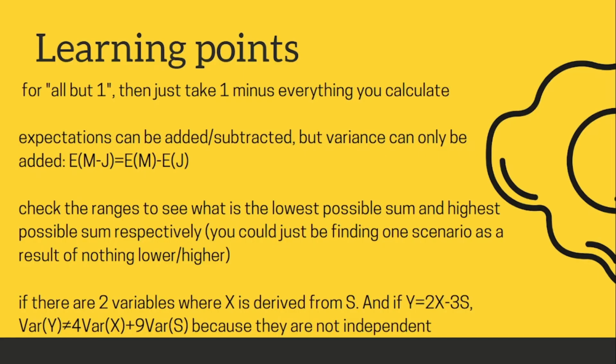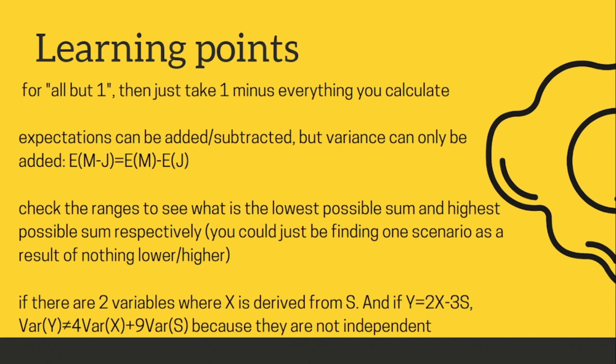Another few things that I picked up is that for anything that says "all but 1", we can just take 1 minus everything that is calculated to get the specific scenario. In other words, finding a complement. And expectations can be added and subtracted, but variances can only be added. So this means the expected value of M minus J is equal to the expected value of M minus the expected value of J, but we cannot do the same for variance.